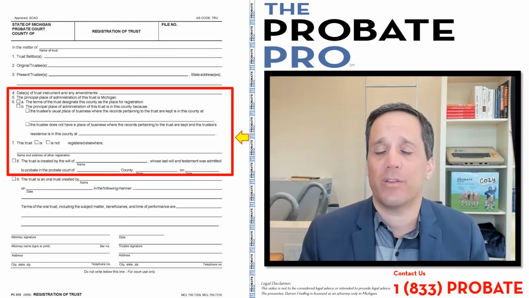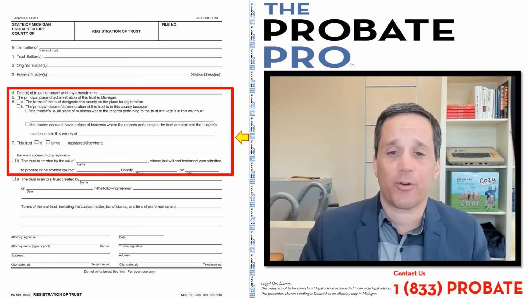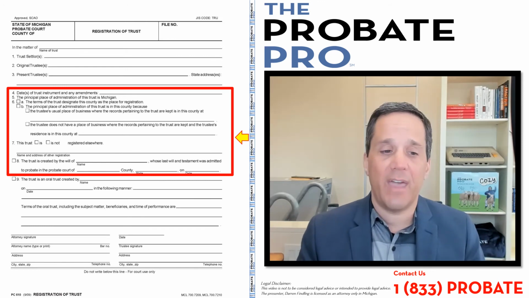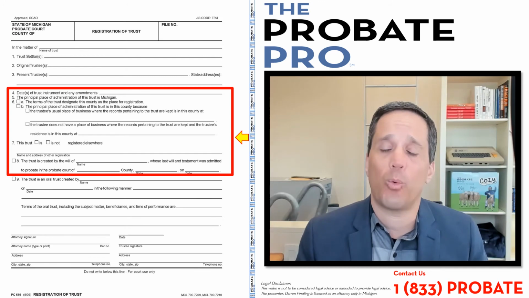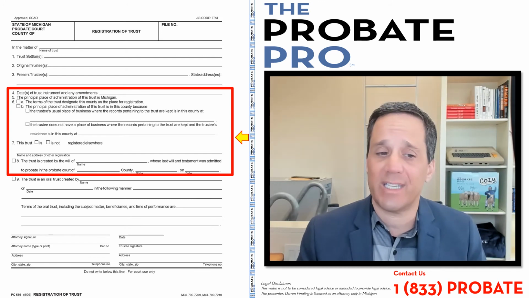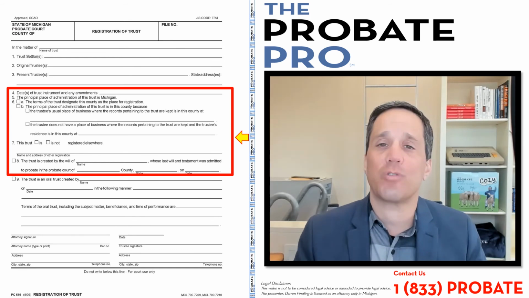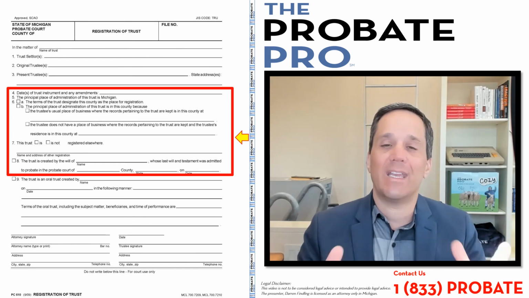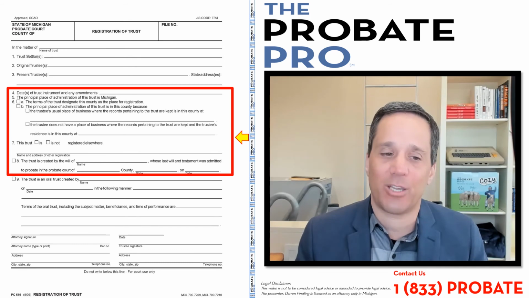So here, the will may be admitted in another county or within the same county. And that provision under Section 8 provides a space for you to identify where that will was being admitted to probate and being administered through the probate estate for purposes of the trust that was created by that testamentary document.